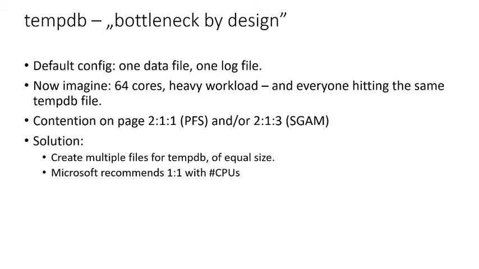And the solution is, okay, if you have 64 or 64, maybe it's a bad example. If you have 8 cores, then create 8 data files. So each core will use one data file on TempDB. In that case, think about it, from that perspective, you will have no contention, or you will reduce the contention possibility, and your queries will be faster.